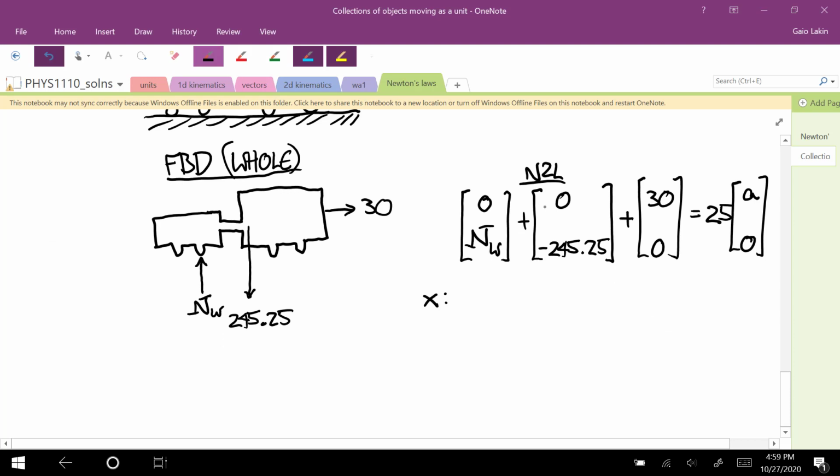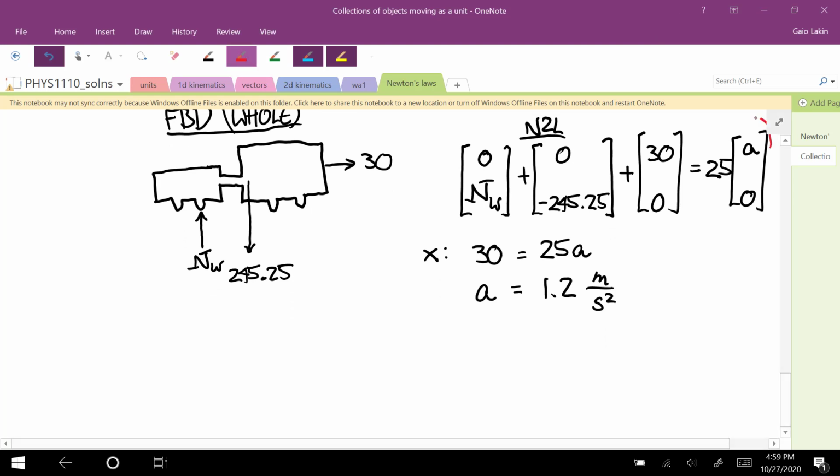The x component of this equation says 30 is equal to 25a, and so we get that a is equal to 6/5, which is positive 1.2 meters per second squared. And to get the acceleration vector, we're just going to take this and plug it into that vector. And so the total acceleration this time is positive 1.20.